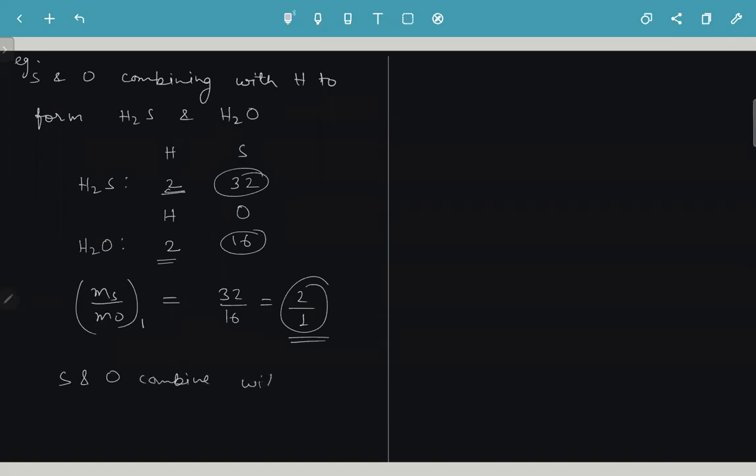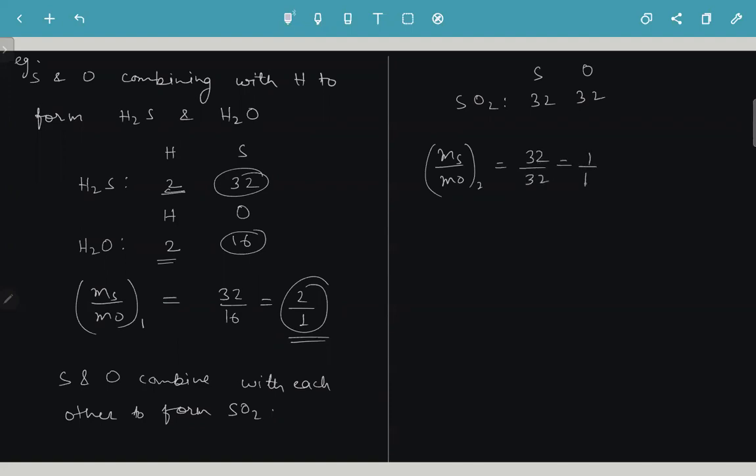We say that sulfur and oxygen combine with each other to form SO2. In SO2, the mass ratio of sulfur and oxygen is, अगर सल्फर का एक आटम है तो ऑक्सीजन के दो आटम है. तो in SO2, mass of sulfur is to mass of oxygen is equal to 32 by 32 is equal to 1:1. Therefore, we can say that the two ratios are multiples of each other.